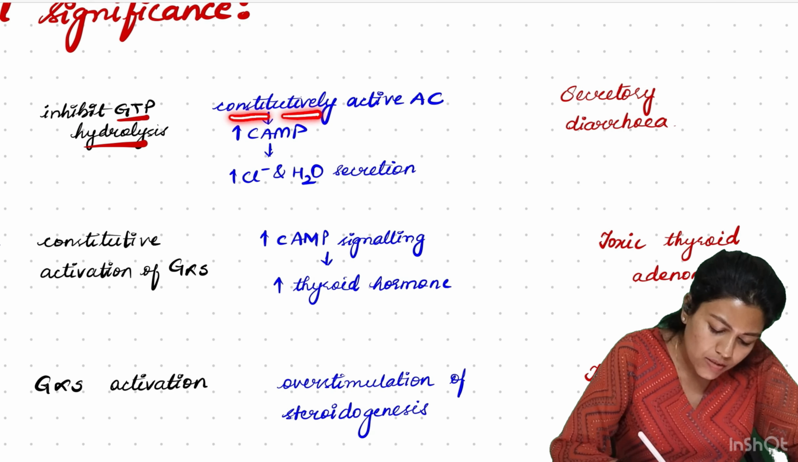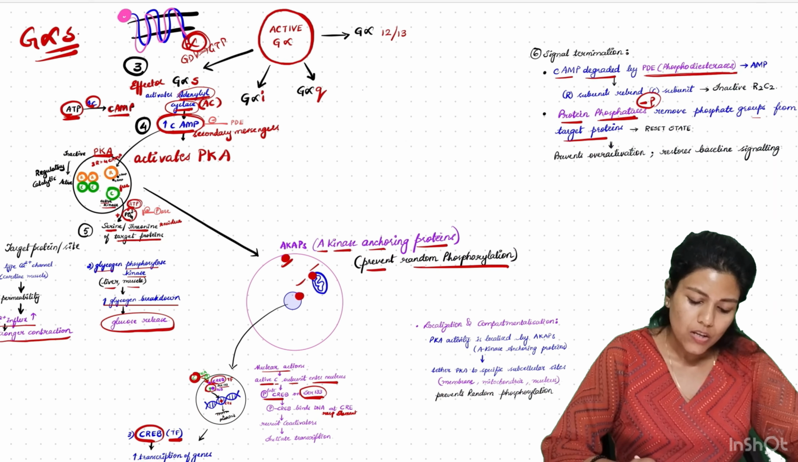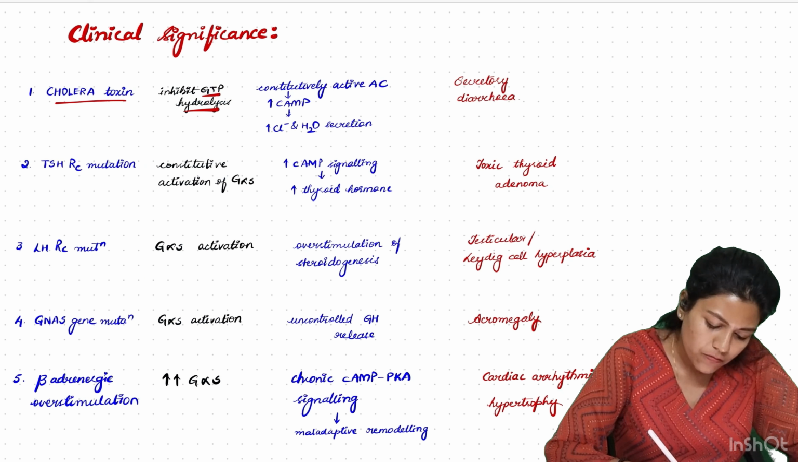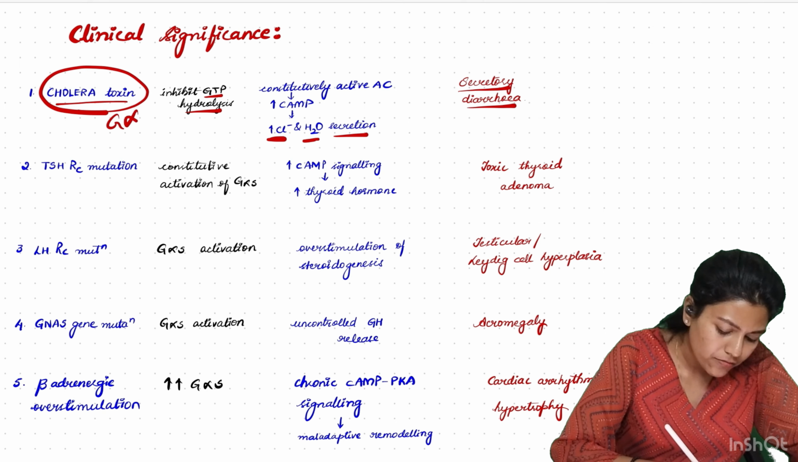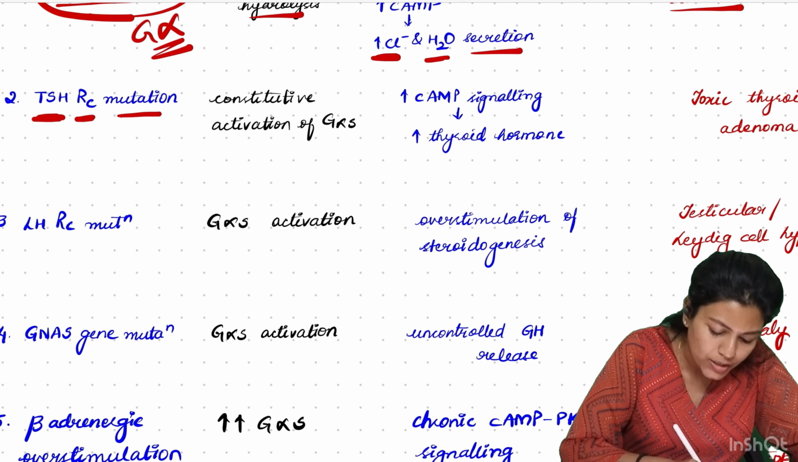The mechanism we have studied. Once this is continuously active, continuously AC, the effector, will be active and secondary messengers are continuously generated. Because of this, the final output is increased chloride and water secretion, which will lead to secretory diarrhea. So this is the clinical significance of cholera toxin, which continuously causes G alpha stimulation because it inhibits the GTP hydrolysis.